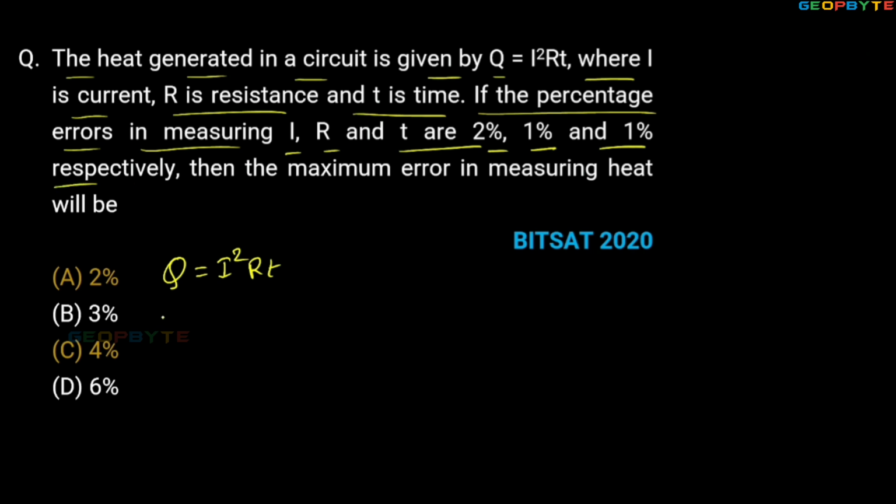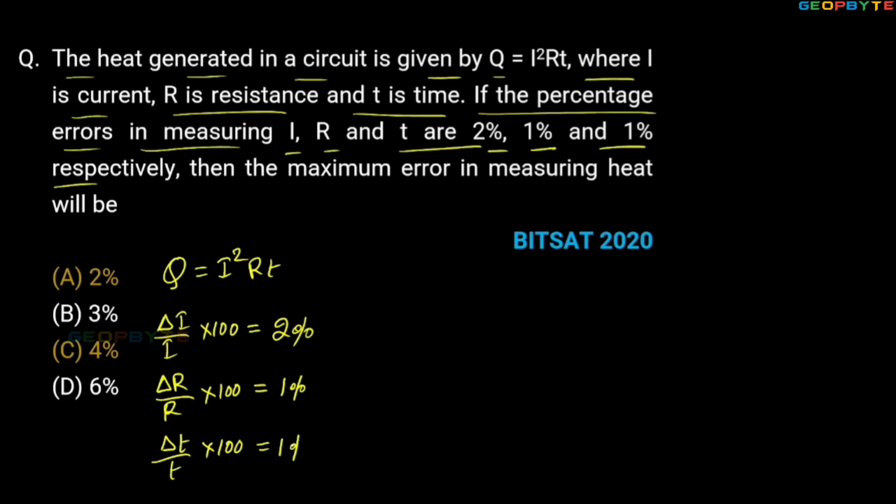that means delta I by I into 100 is the percentage of the error in the current, that is given 2%. Similarly, delta R by R into 100 is given 1%. Delta T by T into 100 is given 1%. Then you're asked to find delta Q by Q into 100, how much?